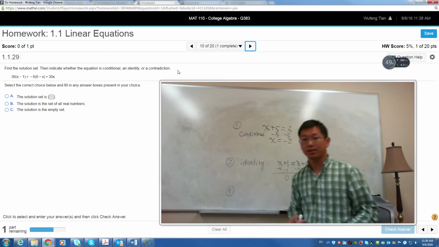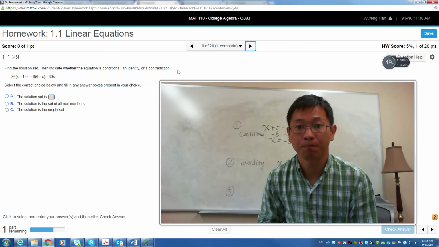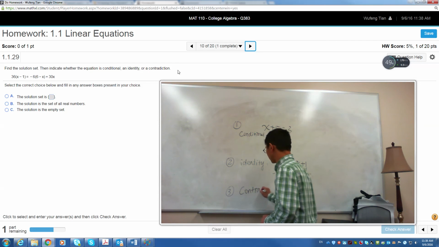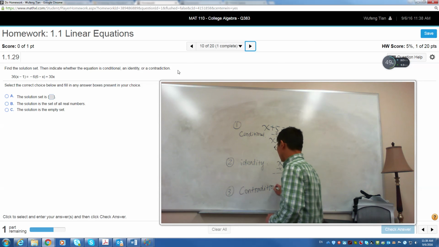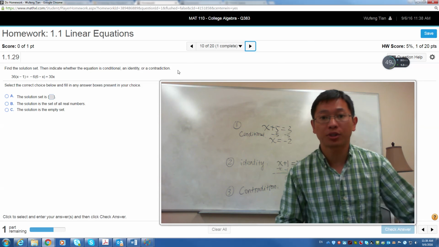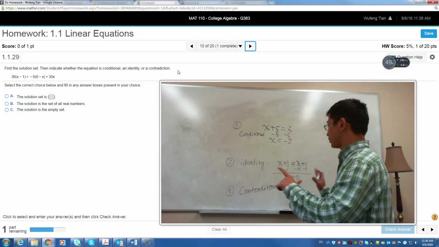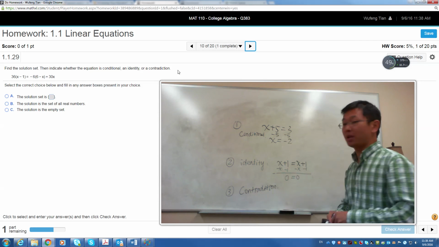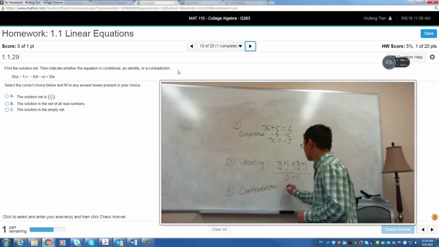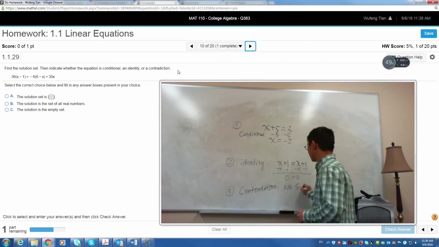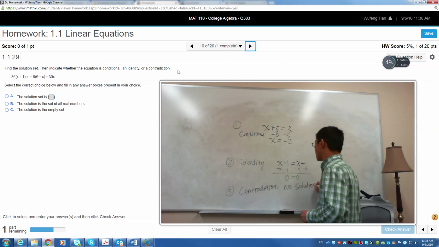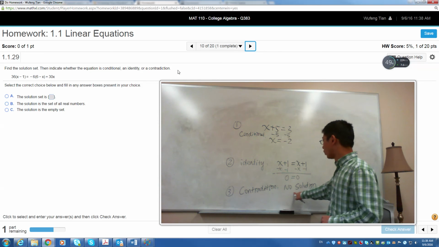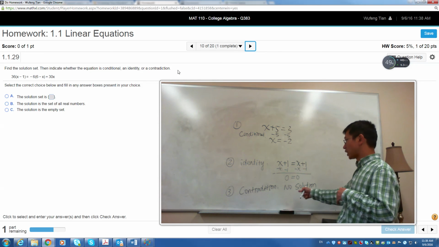Third one is contradiction. So what is a contradiction? Contradiction means, I missed a C here. Contradiction. It means there's no solution. Contradiction means no solution. Identity means infinitely many solutions. Conditional, one solution. So what is an example of contradiction?